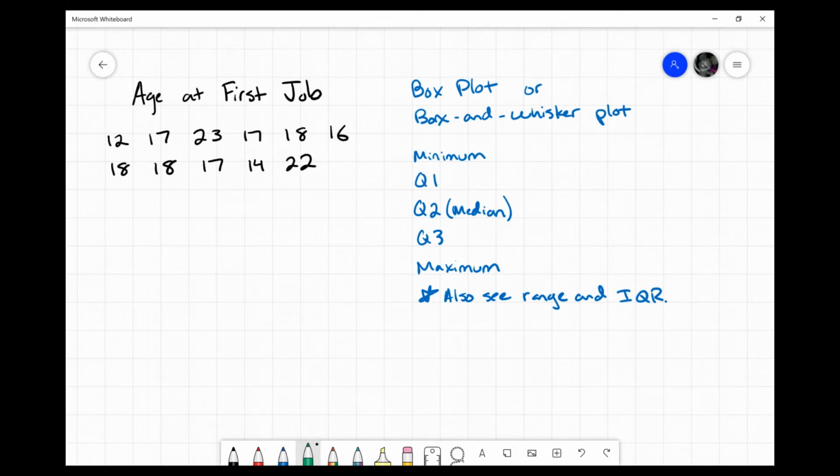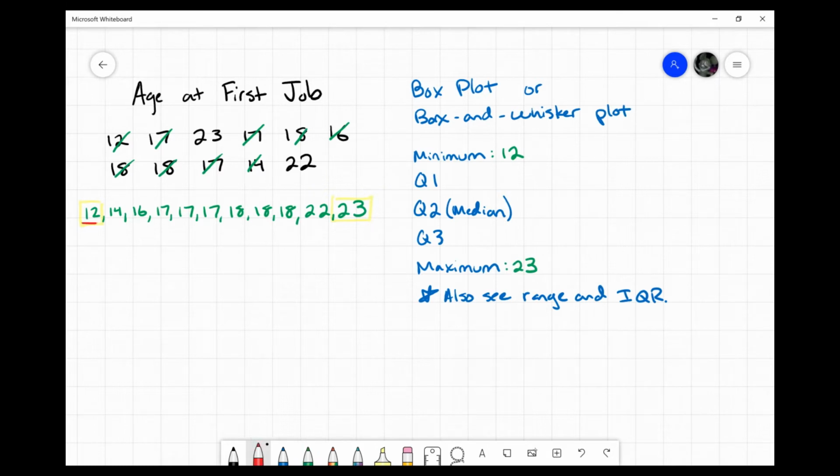So given our data, we're going to sort it in ascending order: 12, 14, 16, 17, 18, 22, and 23. Right away, we can look to the far left to find the minimum and the far right to find the maximum. And then we can go through and find our median, the very middle number, by moving in from both sides. To find that is a 17 as our median, the middle number of our data set.